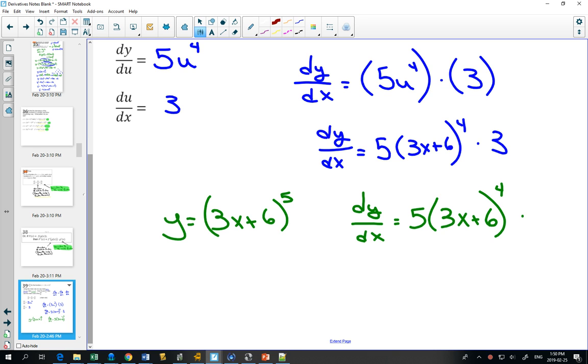And then multiply by the derivative of the inside. Does this not seem much more reasonable and a lot less writing to do? If we can manage the data and see what's our outside function and what's our inside function, we'll be able to just write this right away.